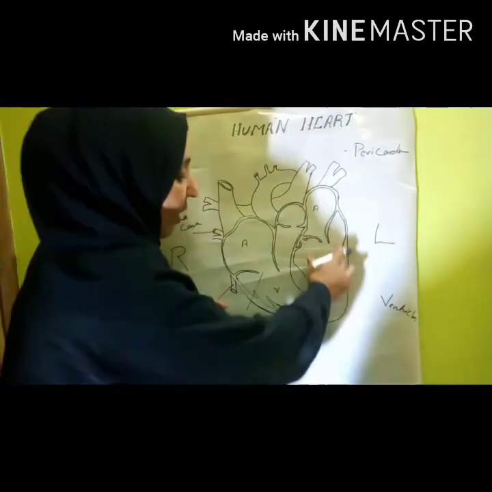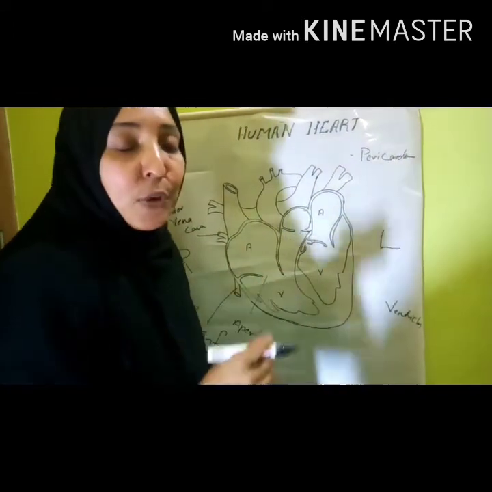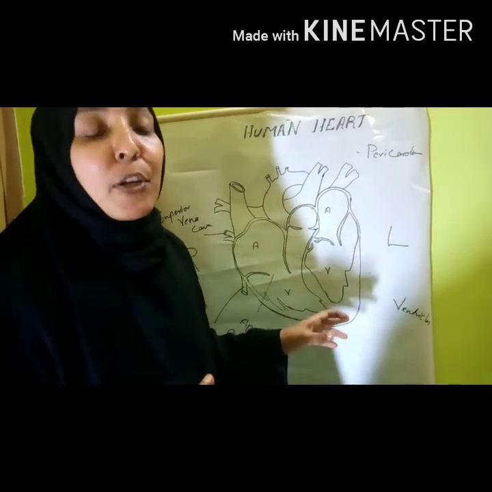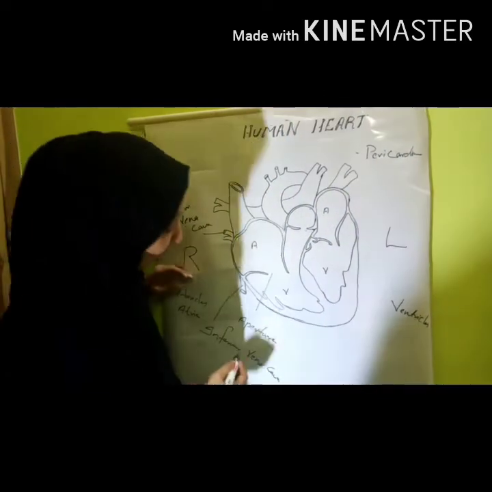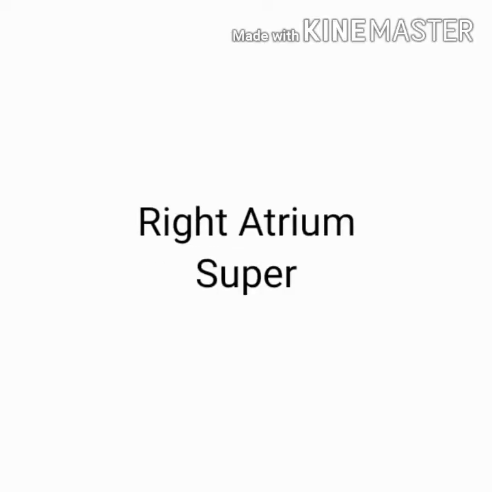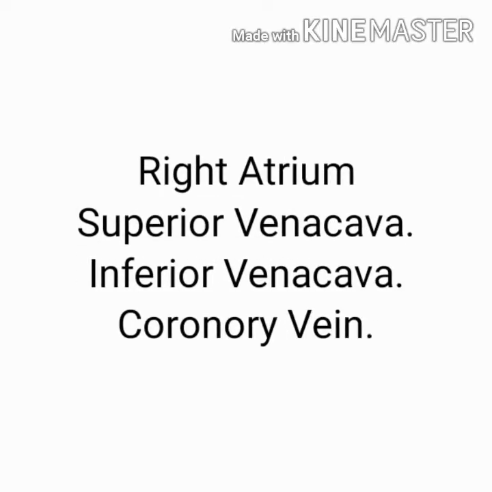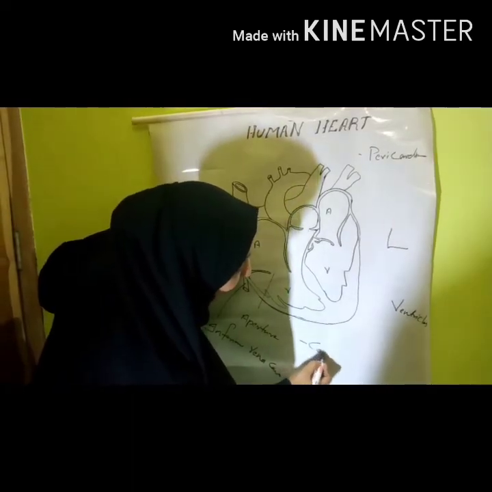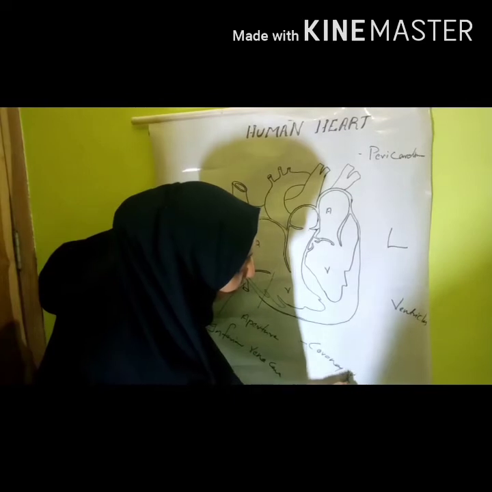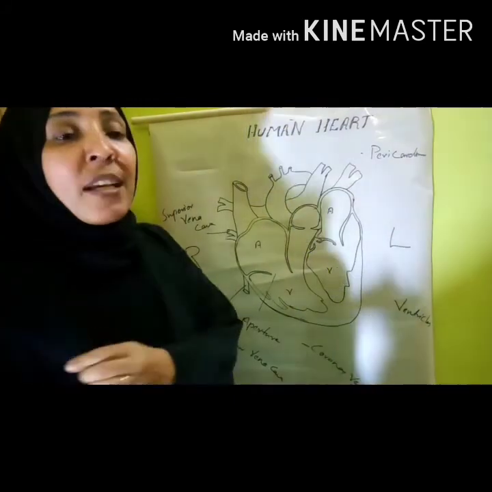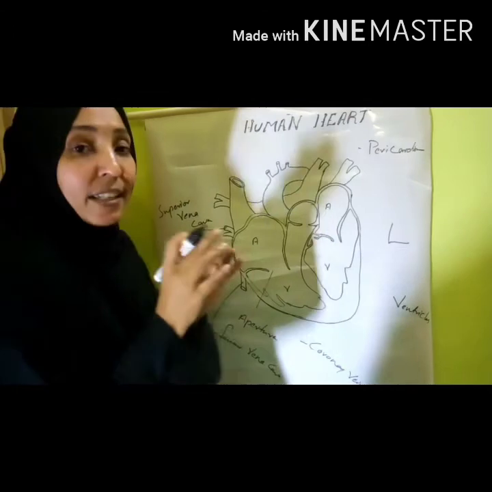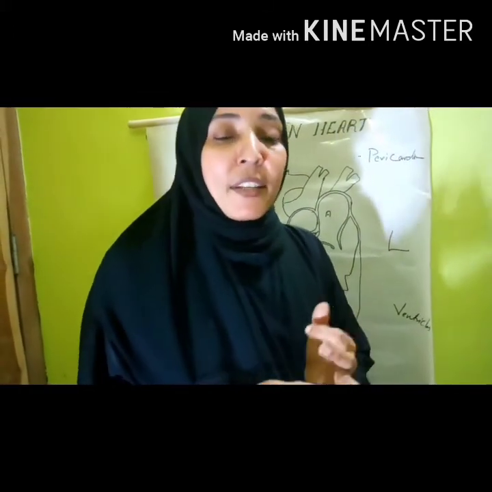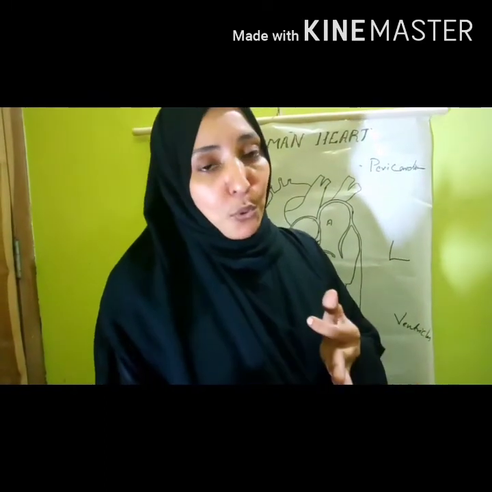And also the wall of the heart. The wall of the heart also requires blood for its functioning. The carbon dioxide rich blood from the wall of the heart is carried by the coronary vein. Then these are the three blood vessels opening to the right auricle. What are they? Superior vena cava, inferior vena cava, and coronary vein.